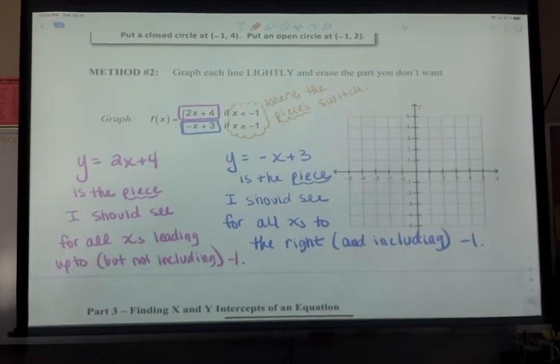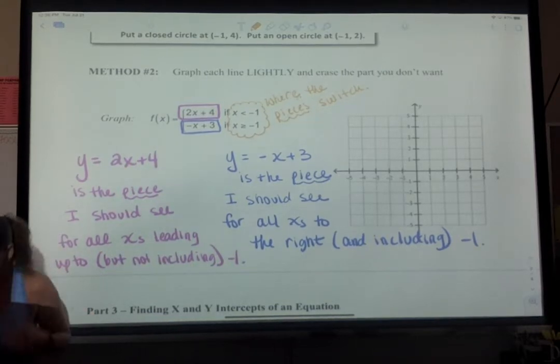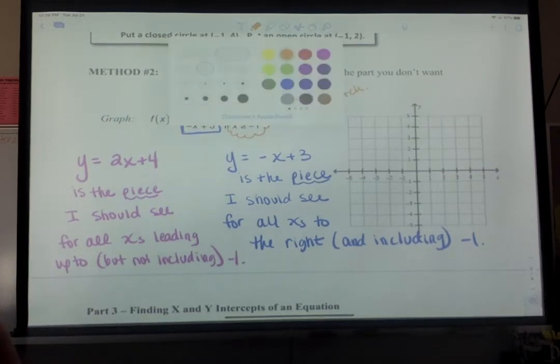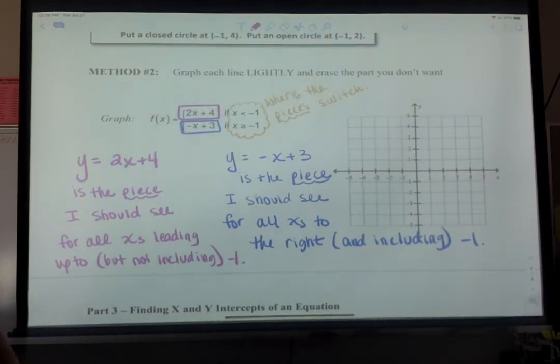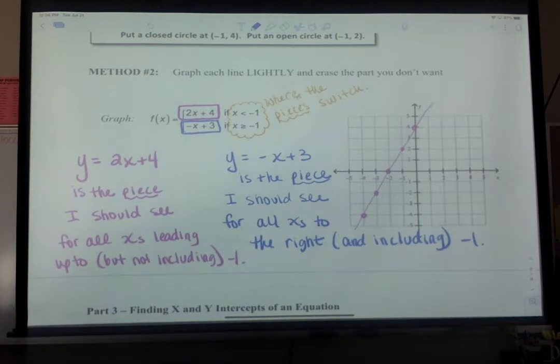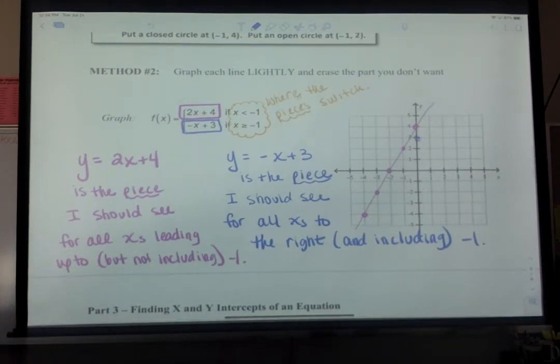All right, so let me show you real quickly. This is how I tend to graph a piecewise function. I'm going to graph the pink line very lightly. Here I go, pink line, y-intercept 4, slope of +2. Blue line. Y-intercept is, I'm doing it very lightly. So if you had a pencil, you would be doing this very lightly. Y-intercept is 3. Slope is -1.